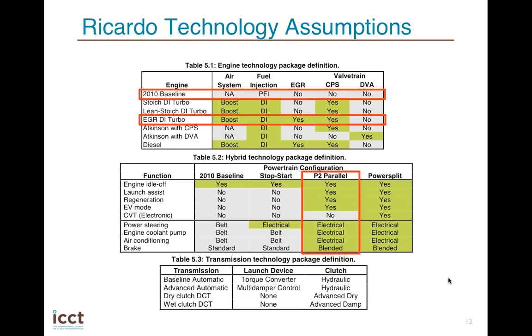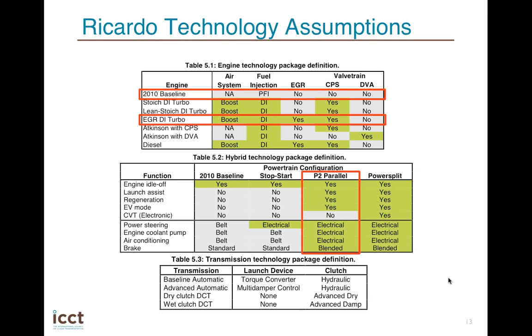Ricardo also modeled 3 different types of hybrid configurations, and we chose the P2 parallel. This is a hybrid with a single small electric motor and 2 clutches, 1 on each side of the electric motor. It provides most, if not all, the benefits of the power split system, and it is lower cost. It's also what EPA selected for their rulemaking.